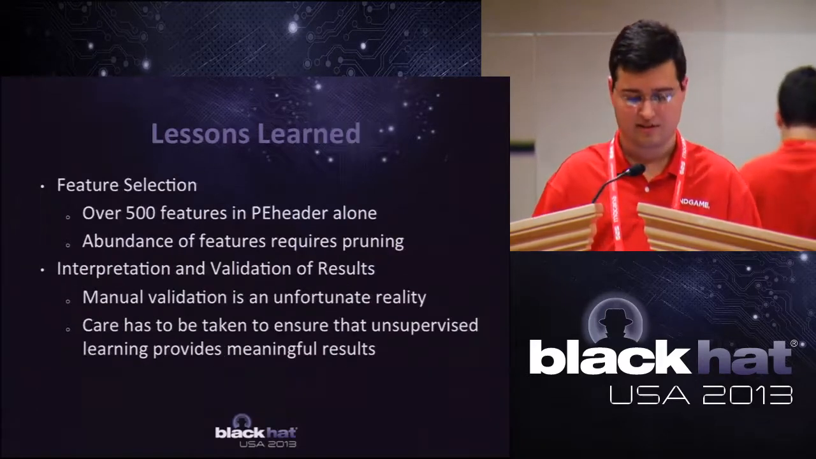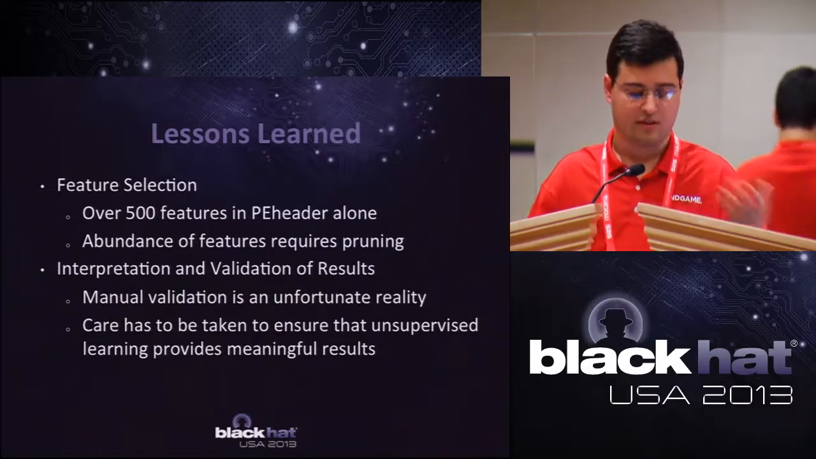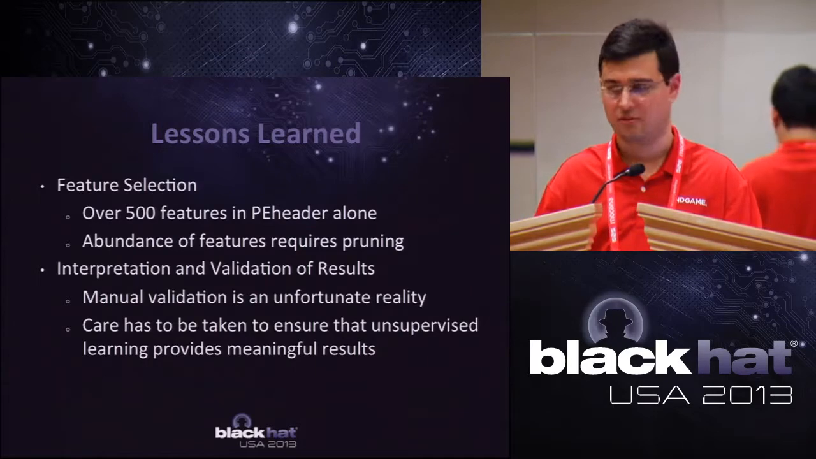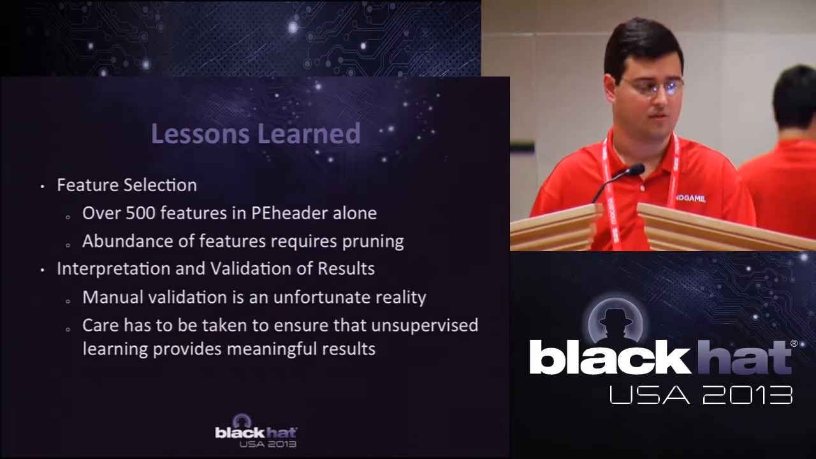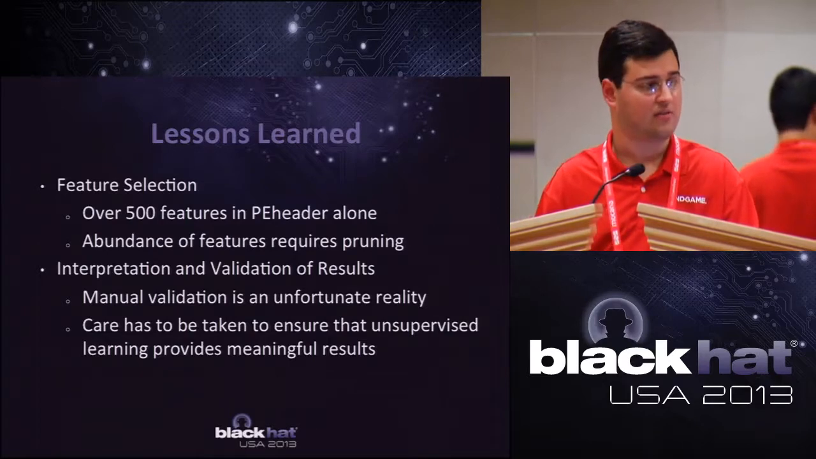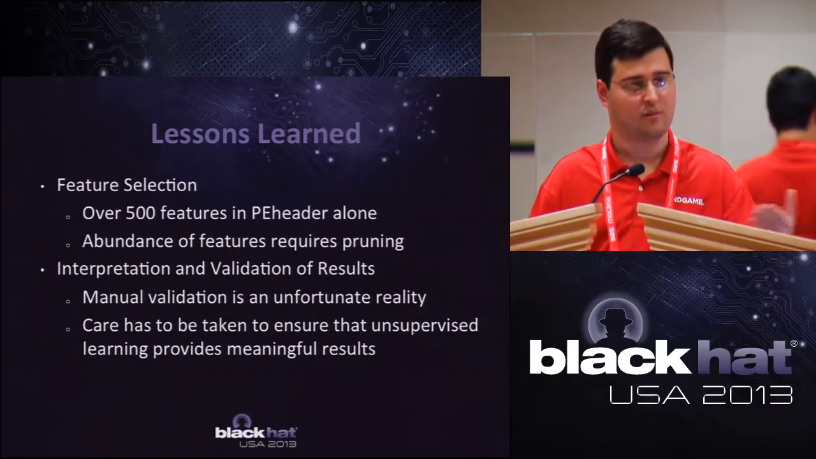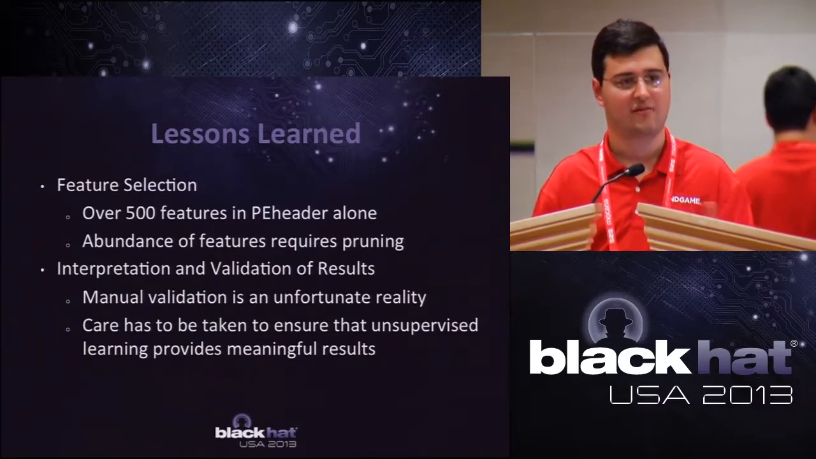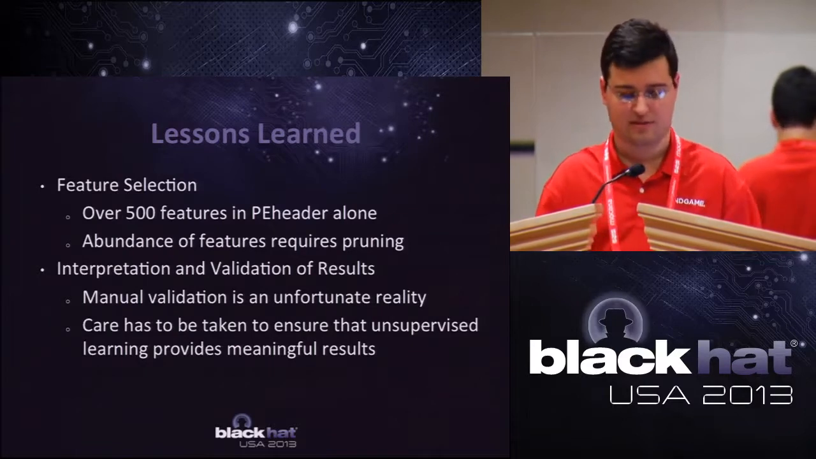So, a few lessons learned from developing these models. Feature selection, as I said, is definitely a rabbit hole. We found way over 500 features in the PE header alone. We're developing more constantly, and now that we've got this embarrassment of malware data, we're slowly winnowing it down and focusing solely on the high value, high gain information that we have. The abundance of features, as I said, definitely requires pruning.